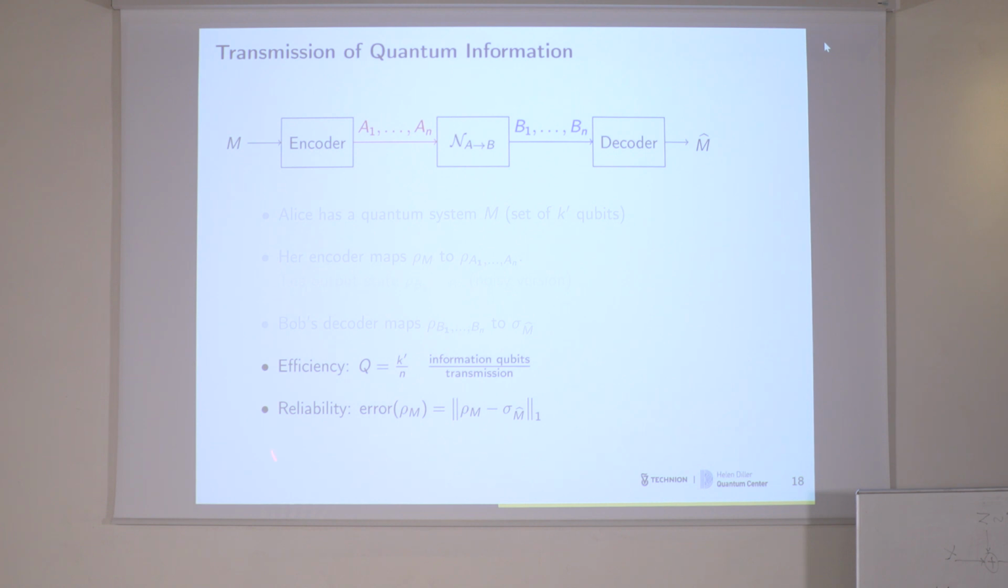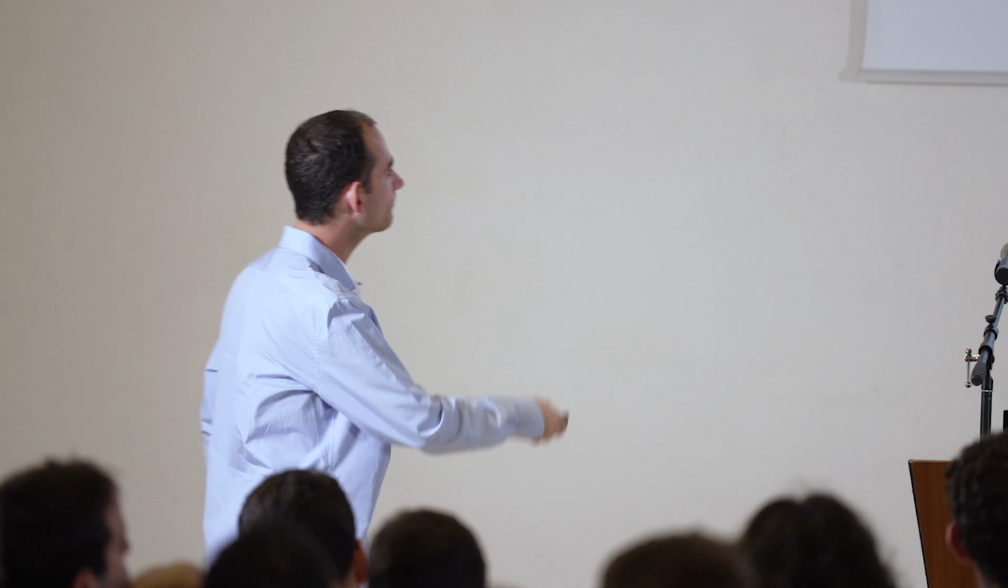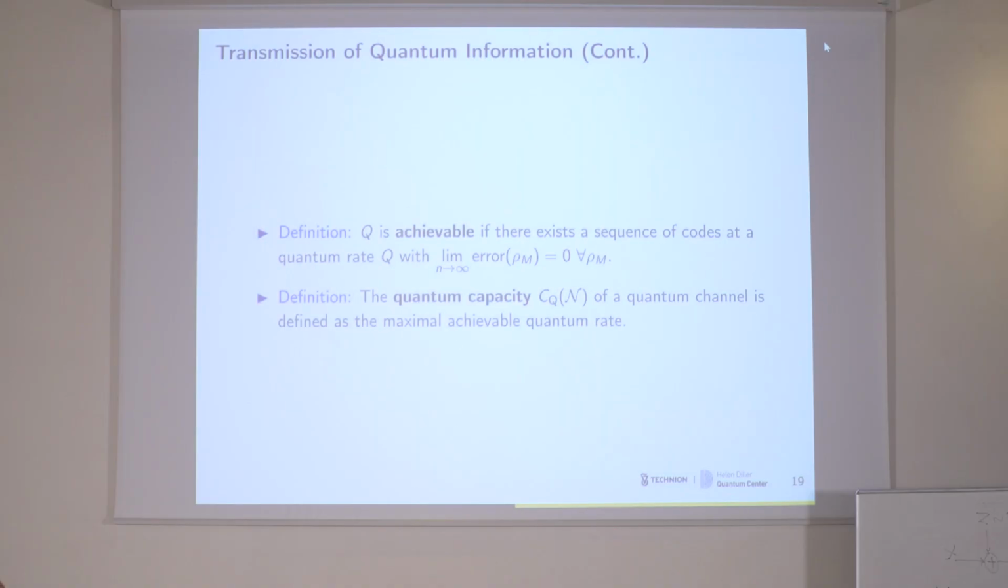Can we look at the error? Although you can look also at the fidelity, it doesn't really matter here, because now we define a quantum achievable rate as a rate that allows the error to go to 0. So we want reliable quantum communication. And now the capacity is the maximal achievable quantum rate. This is called the quantum capacity, CQ. That's how I denote it.